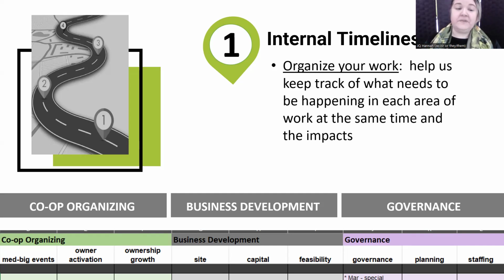And sometimes we can also see, oh, look, co-op organizing's cooking along. They're doing these community meetings. They're on track to be at 1,000 owners in 6 months. And we don't have a viable financial pro forma yet. Uh-oh, business development needs to catch up. These two are going to impact each other. So that's a big piece of what it's for.